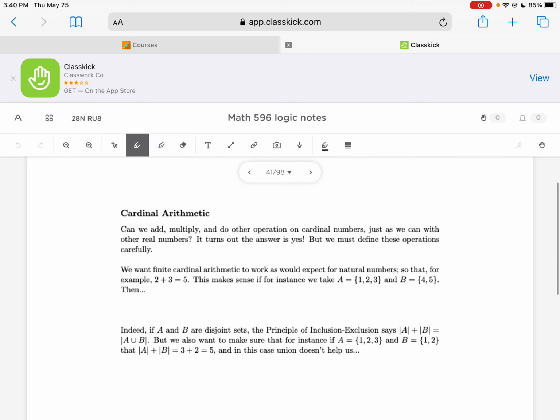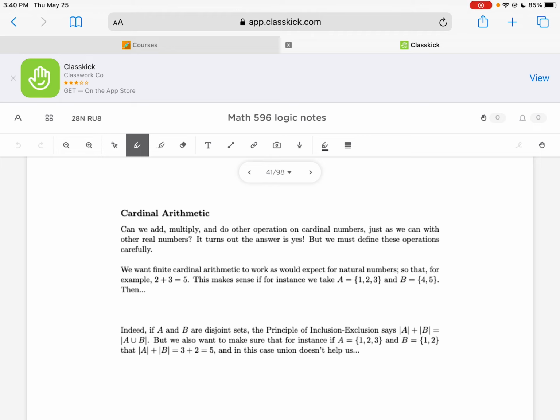So we want our finite cardinal arithmetic to work the same way that it would for natural numbers, right? If we want to say that 2 plus 3 is equal to 5, then we need to give some sort of justification for that using sets, because remember, this 2, 3, and 5 are representing cardinalities.